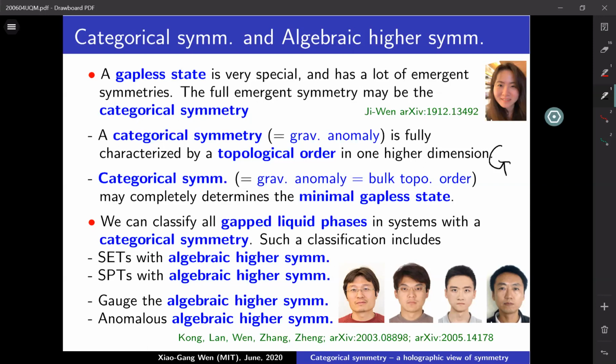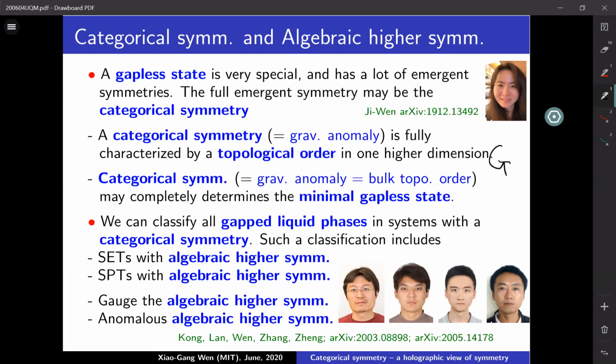Can I ask one more question? Yeah, go ahead, Tenka. In the very last slide, this line says categorical symmetry equals gravitational anomaly. Why gravitational anomaly? Okay. Yeah, this is the thing I skipped.